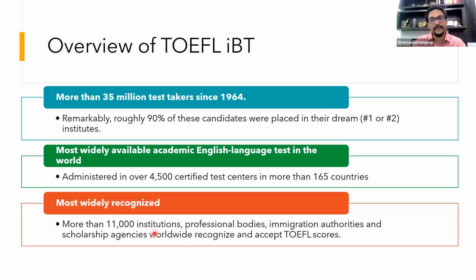And this is also the most widely recognized academic English test. So more than 11,000 institutions, professional bodies, immigration authorities, and scholarship agencies worldwide recognize and accept the TOEFL scores, right? Scholarship as well. I have seen students get good scholarships based on their TOEFL score. Obviously, it depends on which course you're going for, which university you're targeting, which country you're looking for primarily. But then there are scholarship programs where you need ideally 105 plus to target some good scholarships. 105 out of 120 is the minimum requirement for a lot of scholarships for TOEFL. And yes, these agencies also do accept TOEFL scores, right? So that's a bit about the TOEFL.